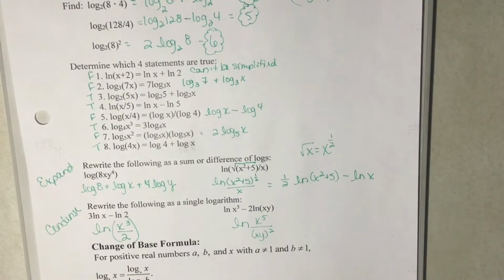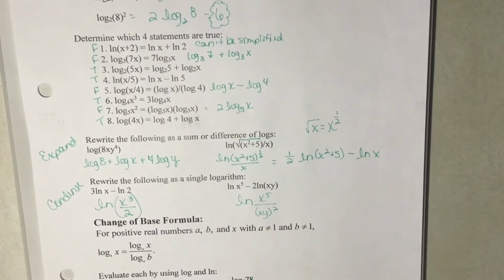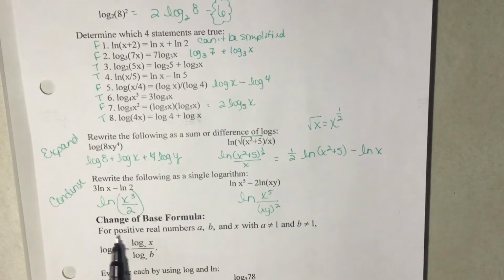Okay, questions on rewriting as single or rewriting expanding it? Okay, this change of base at the bottom we've already talked about, and this has been directed to those with a calculator that would be like a TI-83, a little bit older model, on how to type in a logarithm other than base 10 into your calculator if you don't have that change of base function programmed into your calculator. This is what we're using, the change of base formula.